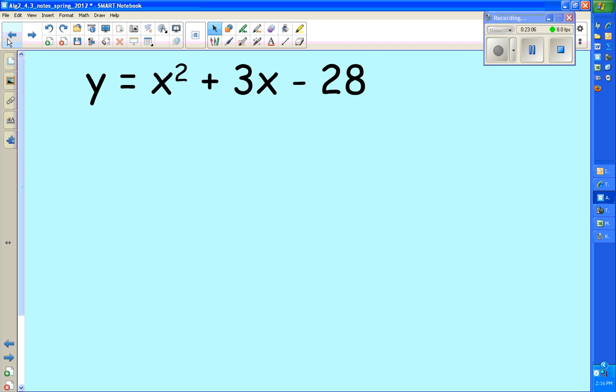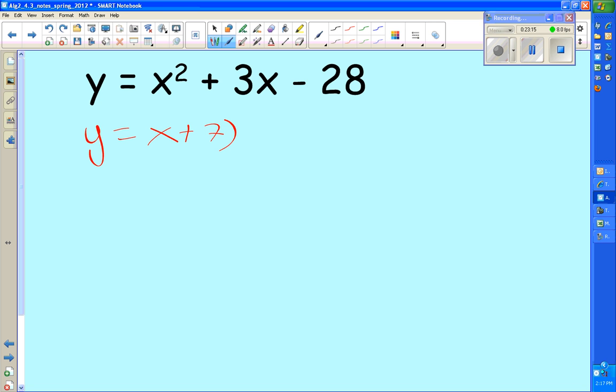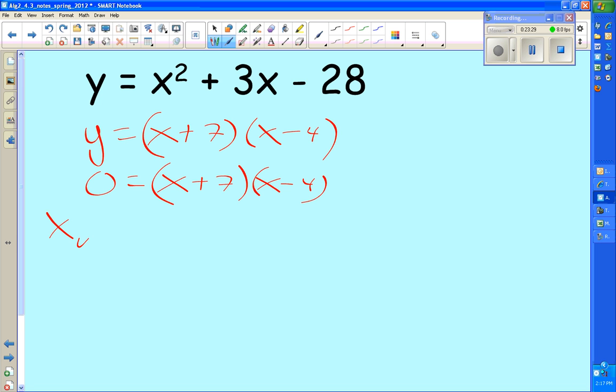Okay, try this one with quadratic. X plus 7 and x minus 4. If we put in a 0 here, what would be the x values that would make this true? What is it, Bryce? -7 and 4.